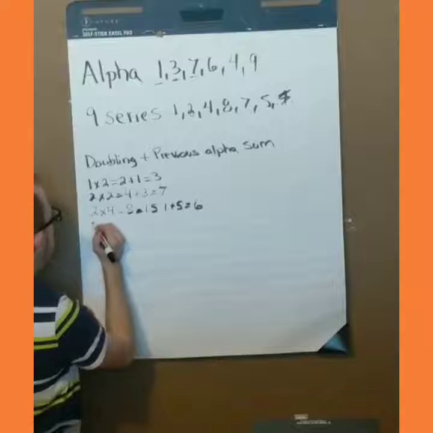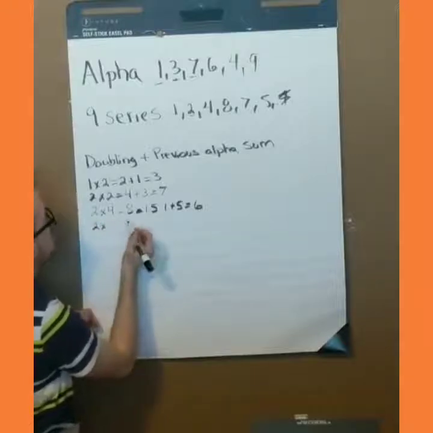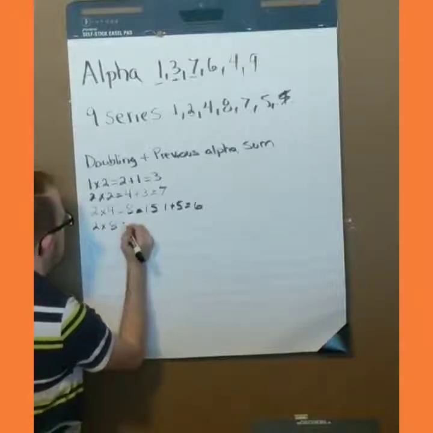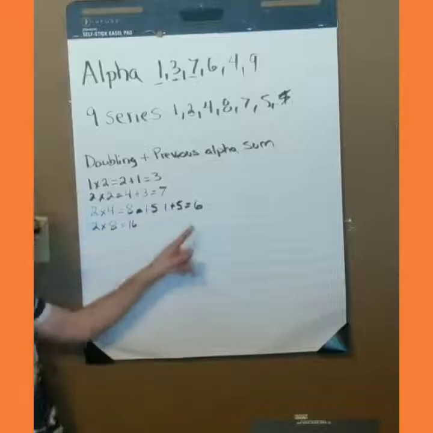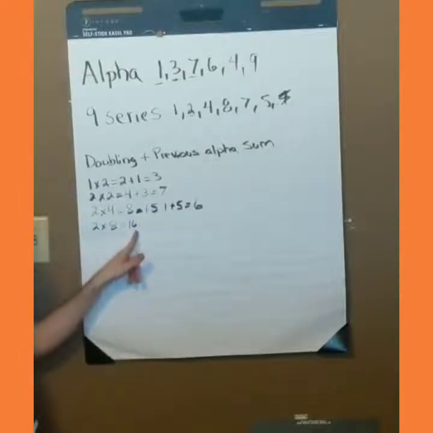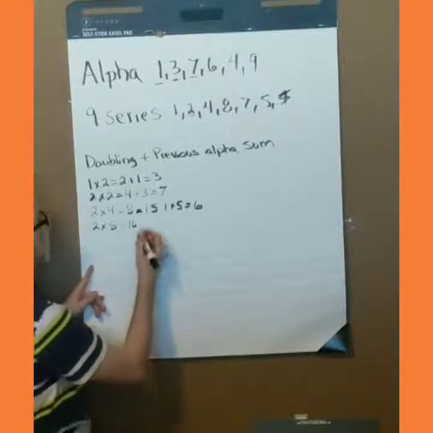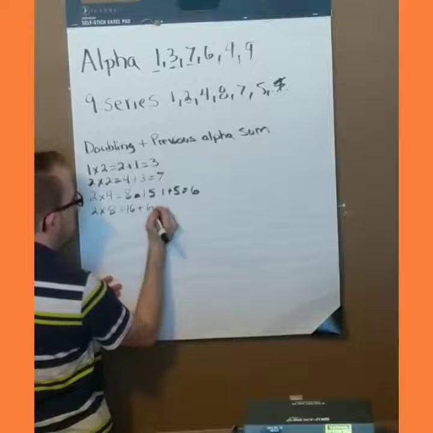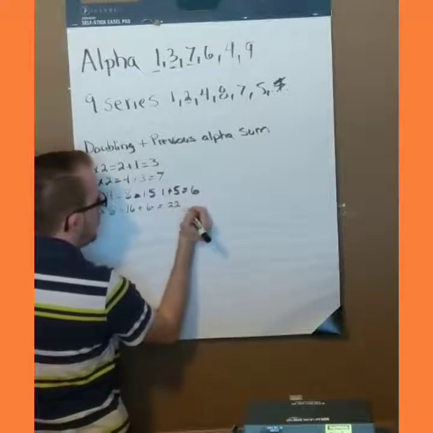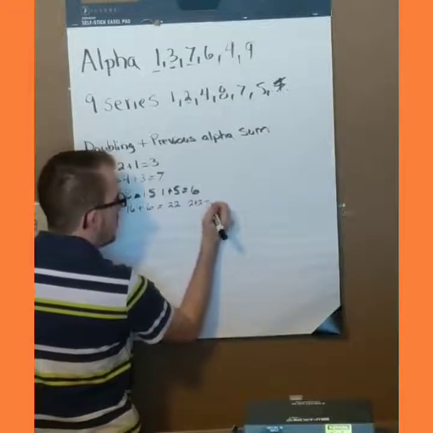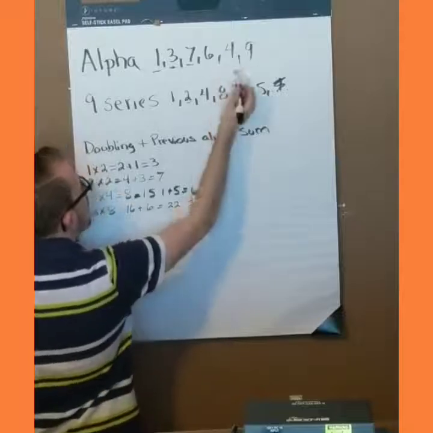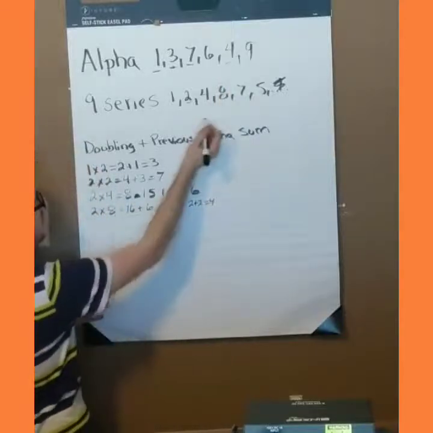Let's go ahead and do 2 times 8 equals 16. Now we know that we have 6, so 16 and 6 ends up equaling 22. 22, 2 plus 2 equals 4. There's our next number. The last one we got is 9, so let's go ahead and do it.